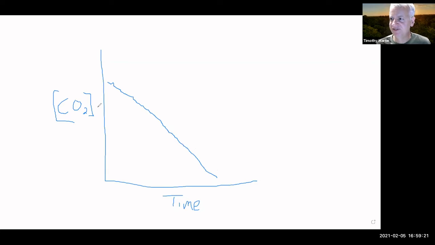So let's say we put a different leaf in there that had a higher net photosynthesis rate. What would that look like? So if it had a higher net photosynthesis rate than this initial leaf, we would still see a decline, but the decline would be faster because the photosynthesis rate is higher and that leaf is taking up CO2 faster. So in a closed system, the photosynthesis rate is related to the rate of decline of CO2 concentration in the chamber.